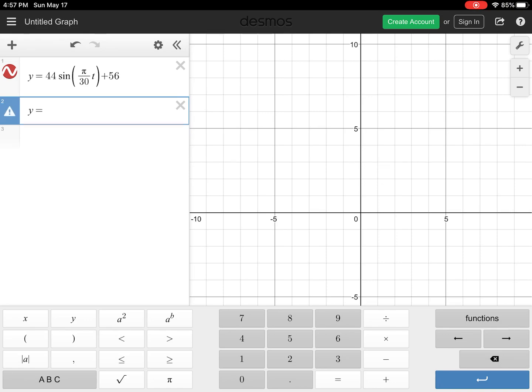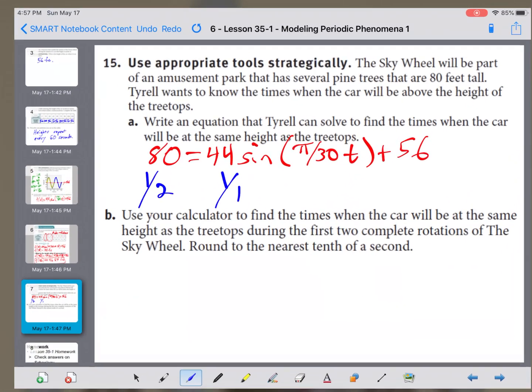All right, so line 1 here, I have my function. In line 2, I'm going to put 80 because I want to know where the height of this function gets to 80. Now, on Desmos, you have to adjust your window. On your TI, you have to adjust the window. Here, it's a little bit easier. I can pinch and zoom.